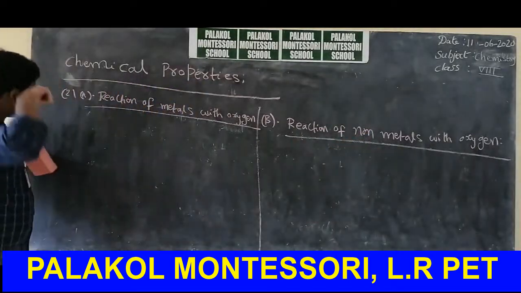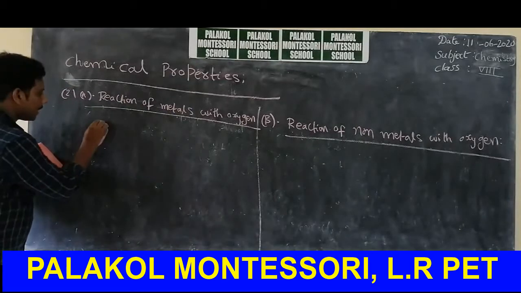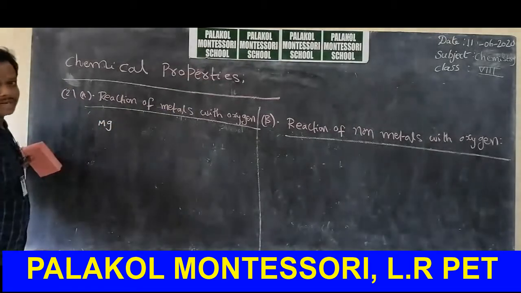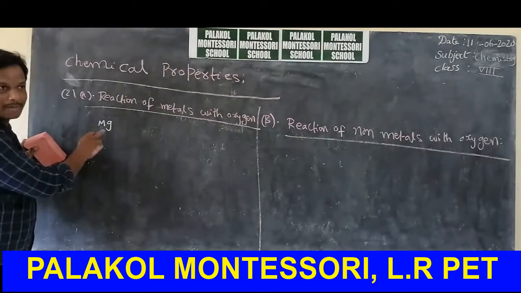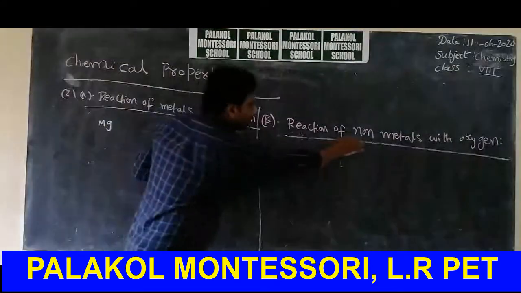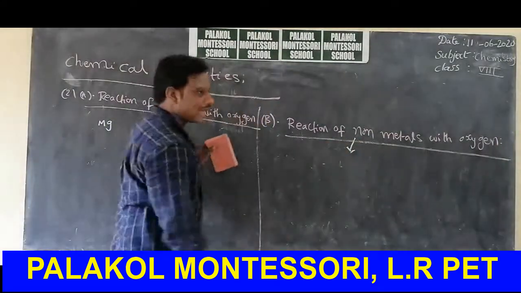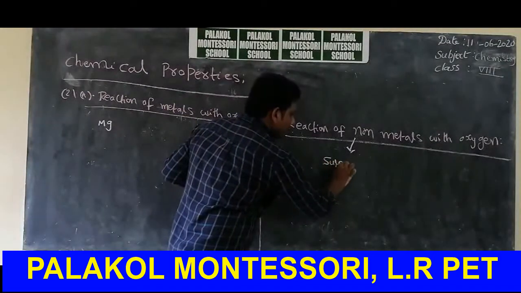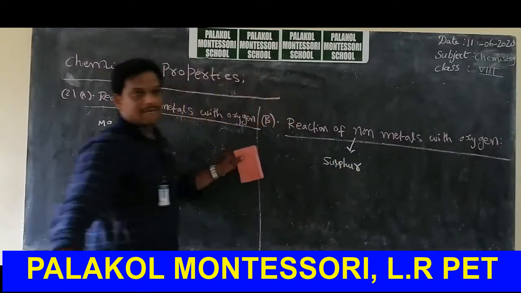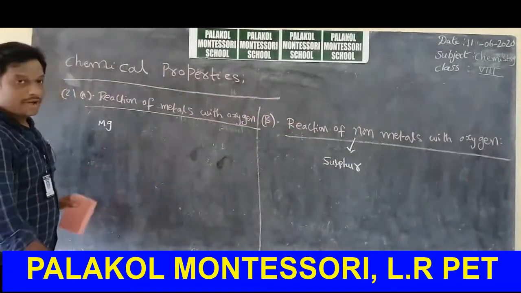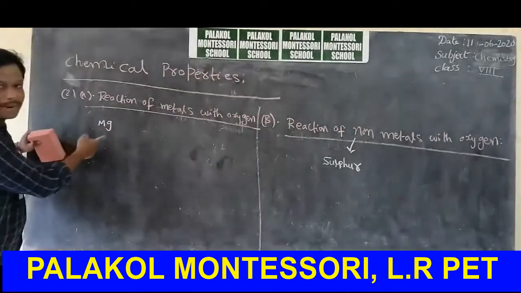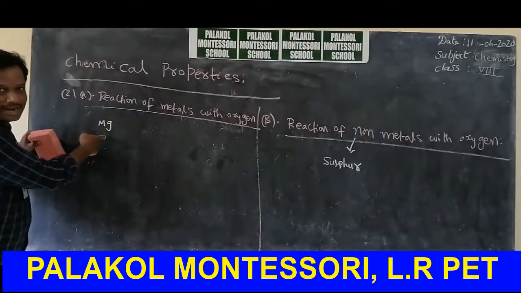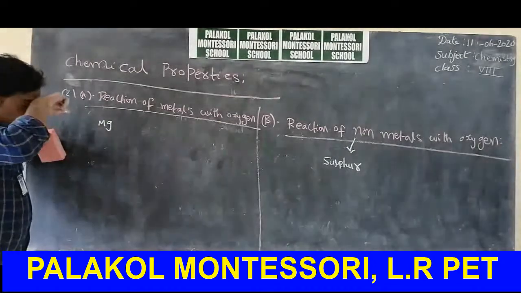Simply take one simple example for metal, magnesium. Magnesium is a metal. I will take an example of non-metal as sulfur, atomic number 16. Magnesium ribbons are used in the Diwali festival.